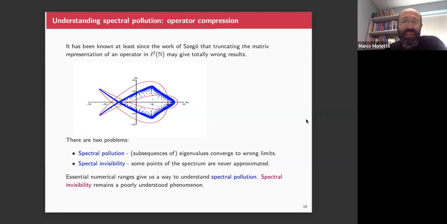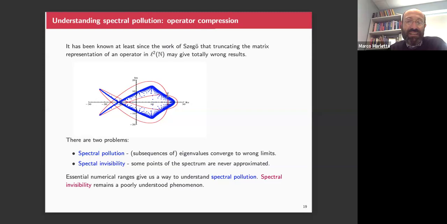This involves taking a Toeplitz operator and truncating it to finite Toeplitz matrices. And it's been known, at least since the work of Szegő, that if you do this, you get the wrong answers. The spectrum of the Toeplitz operator is this elegant red curve, self-intersecting in the complex plane. And the spectrum that you actually see if you cut your Toeplitz operator down to Toeplitz matrices of large size and calculate their eigenvalues is given by these blue dots here. So you can see two phenomena here. First of all, you can see blue dots where there is no red. So the spectrum of the truncations is converging to points that are not in the spectrum of the operator. That is called spectral pollution. Subsequences of eigenvalues converge to wrong limits.